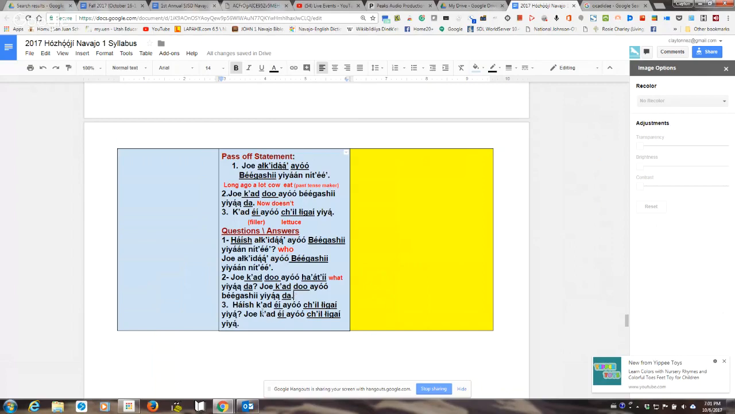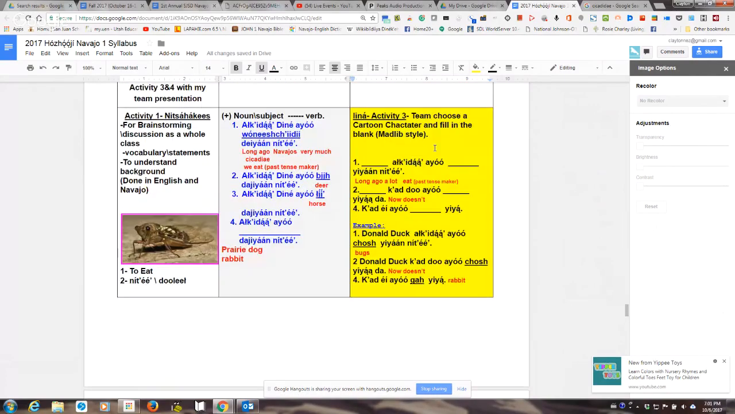And then another question is Heish kad. The answer is Joe. Kat. So we'll go up that far. And then as a team, with the team members, team chooses a cartoon character. Let's spell that right, character. We'll correct that. And fill in the blank like Madeline. You'll take a cartoon character, put it right in here. Here's an example. Donald Duck as a cartoon character. Donald Duck Osh is bugs. He used to eat a lot of bugs.